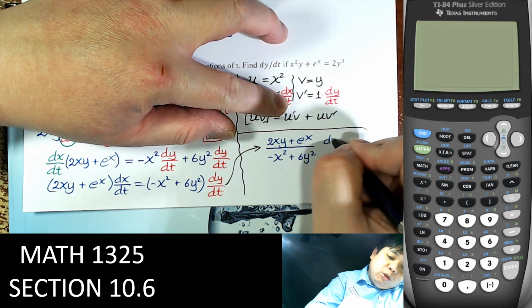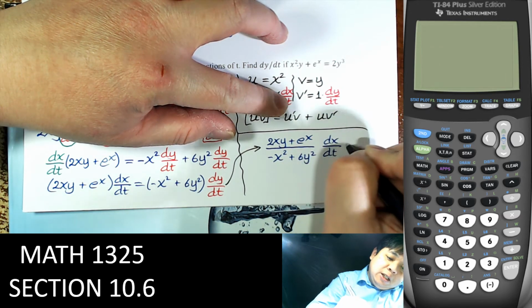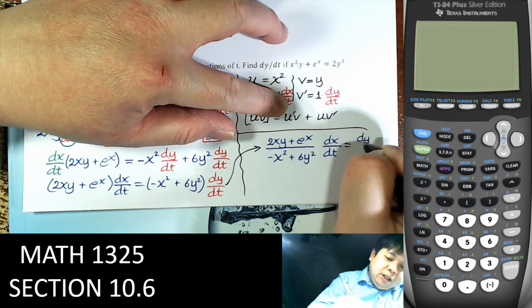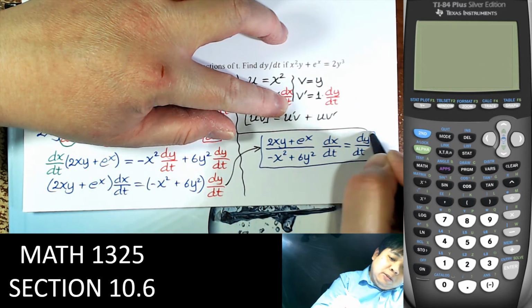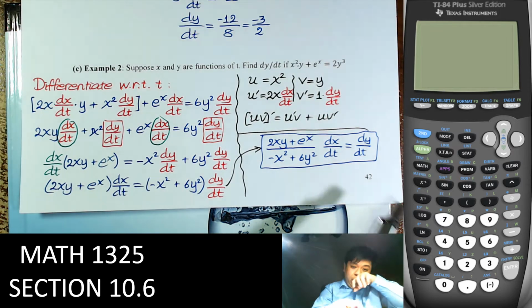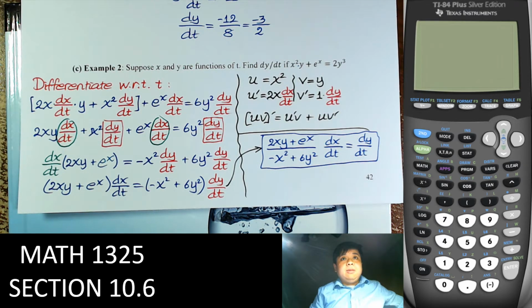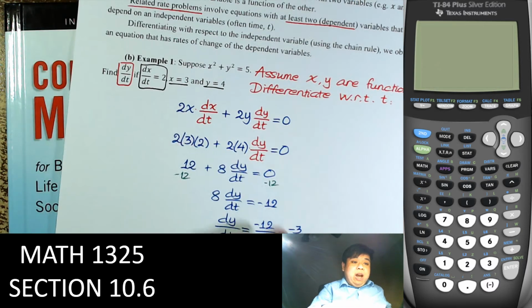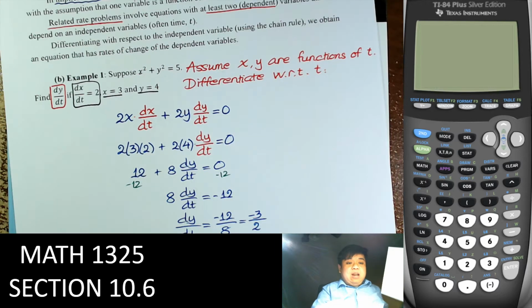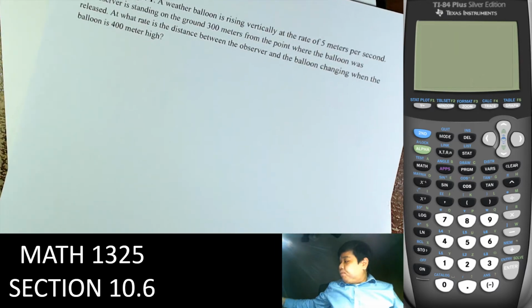And then we multiply by dx over dt equal dy over dt. Yeah, so we solve for dy over dt. Right, so it's not that bad. If we have the equation, take the derivative with respect to t, and we have the related rates. We might just solve for it, or if we have the numbers, we can actually solve for it numerically.